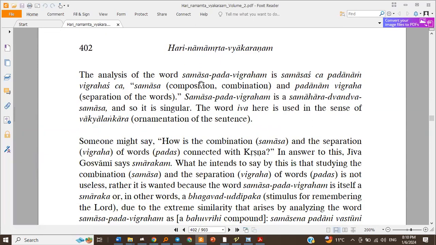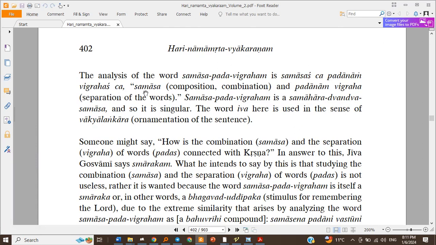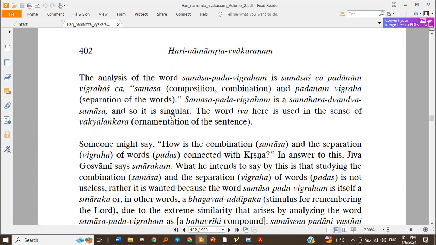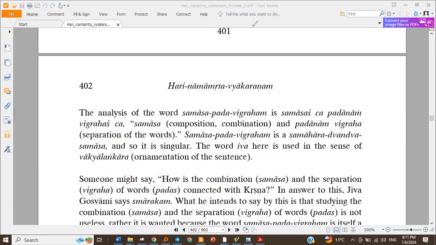The analysis of the word samasa pada vigraham is samasascha padanam vigrahascha. So samasa means composition, combination. Samasa means when we combine two or more different padas, Vishnu padas, the final declined words actually. So that is samasa.